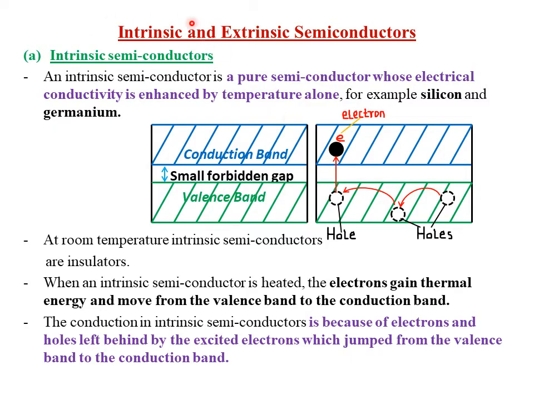So today we are looking at the types of semiconductors, and we are saying that we have two types of semiconductors. One is what we call the intrinsic semiconductor, and two, we have what we call the extrinsic semiconductors. So let's start by discussing what we mean by an intrinsic semiconductor, which is simply a pure semiconductor.